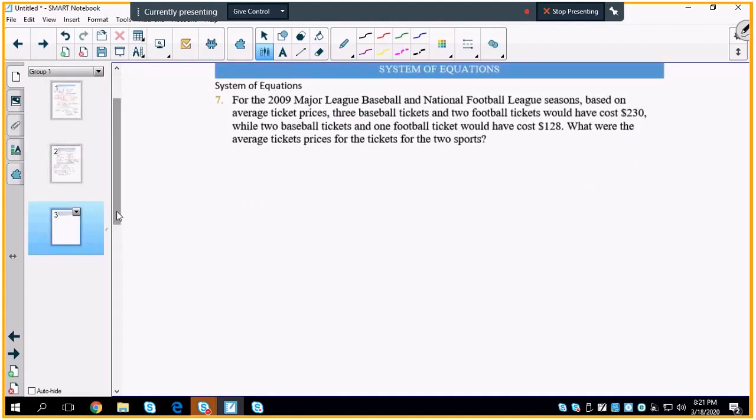For the 2009 Major League Baseball and National Football League seasons, based on average ticket prices, 3 baseball tickets and 2 football tickets would have cost $230, while 2 baseball tickets and 1 football ticket would have cost $128. What are the average ticket prices for the tickets of these 2 sports? So I will say these are the 2 pieces of information I want to know. Football tickets, I will say the average price for the football ticket is say X, and the other one is the baseball ticket. So I will say that the baseball ticket, the average price is the other variable Y.